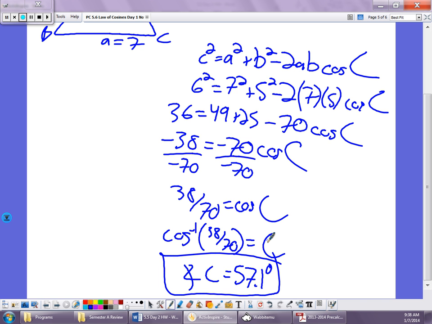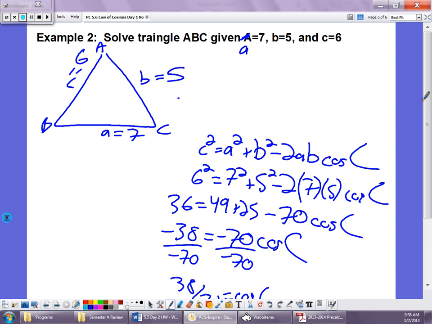All right, so any questions on how I did that? Now once you get that, you have angle C is 57.1. Now I could use law of sines to solve for the rest. So sine 57.1 over 6 equals sine B over 5. And then you could solve for B, and then you could find A the same way you would doing law of sines. Okay?